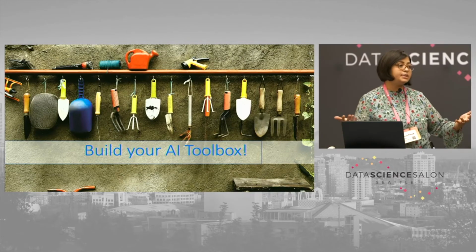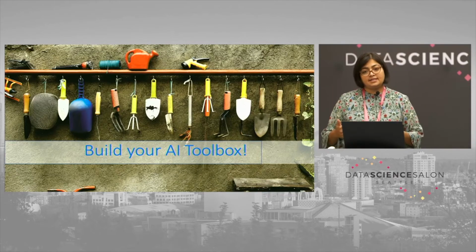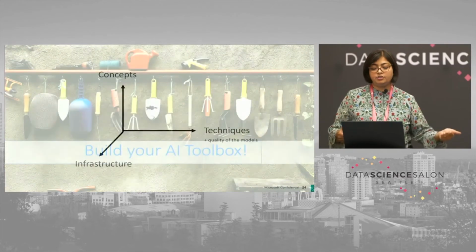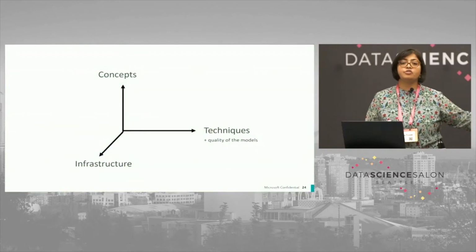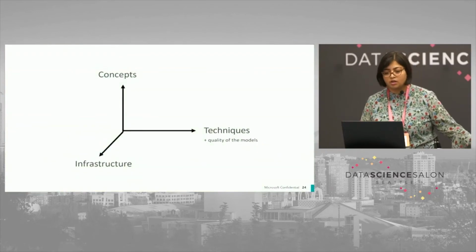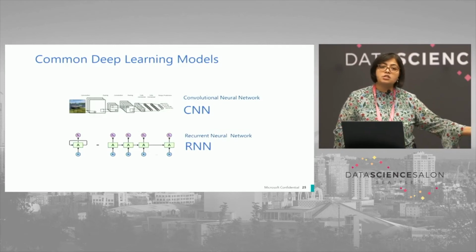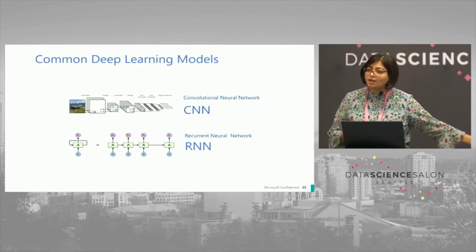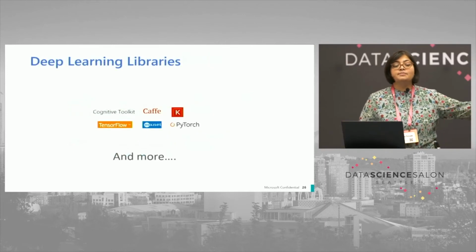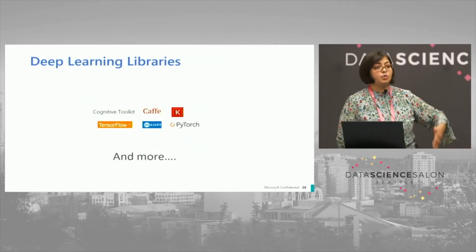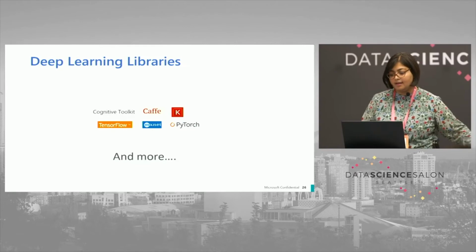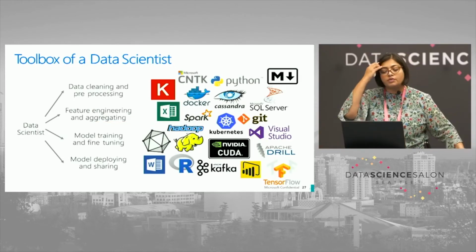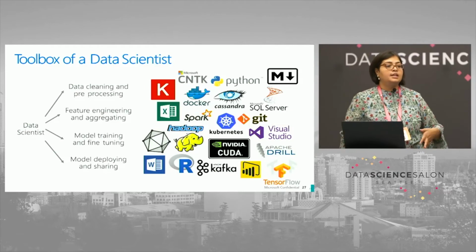There are tons available, but as a data scientist, you need to build up your own toolbox, right? You need to choose the concepts, the techniques, and the infrastructure that you want to work on. There are some common deep learning models. You might actually use any of them to solve most of the problems that I talked about. There are some deep learning libraries. You can decide which one you like, and stack up on the toolbox. There is a ton of open source resources available.